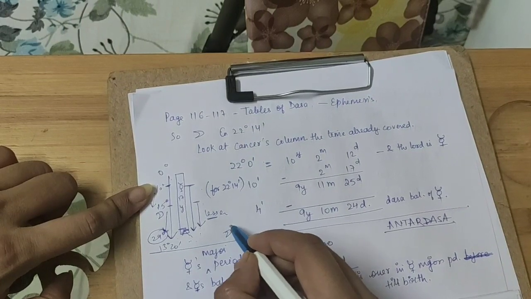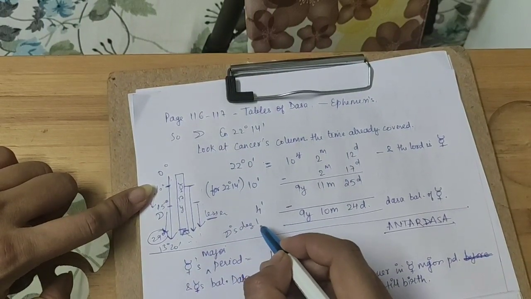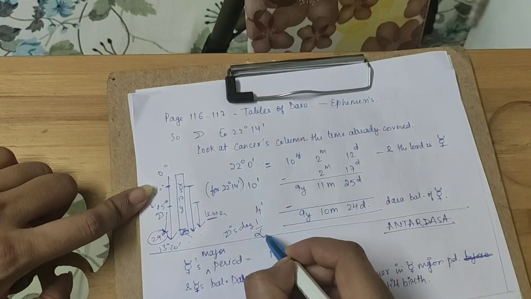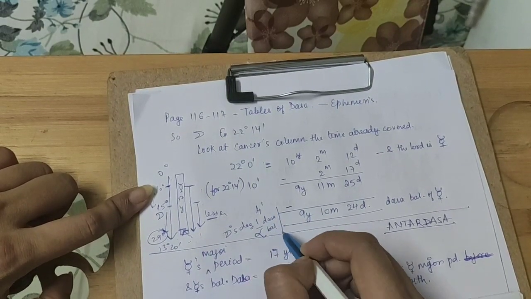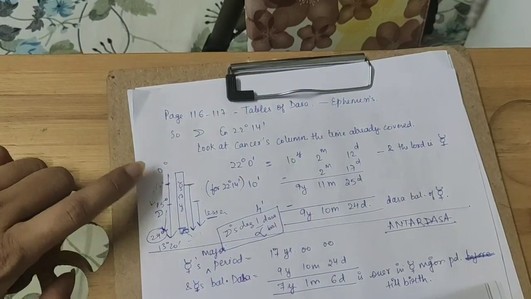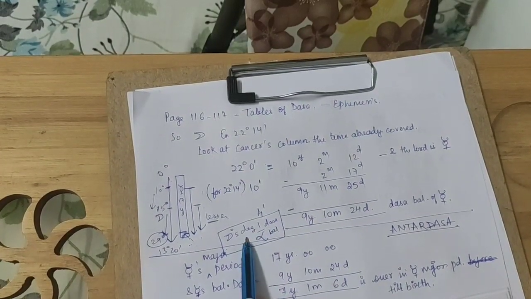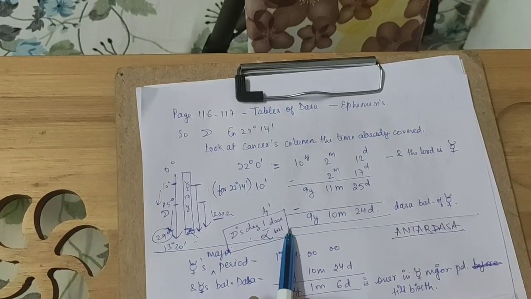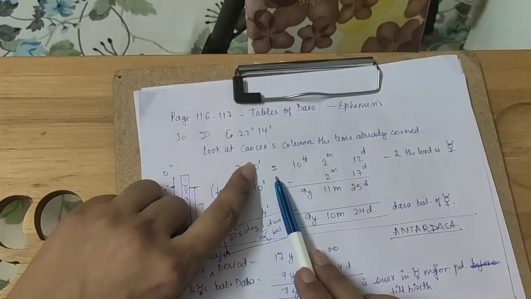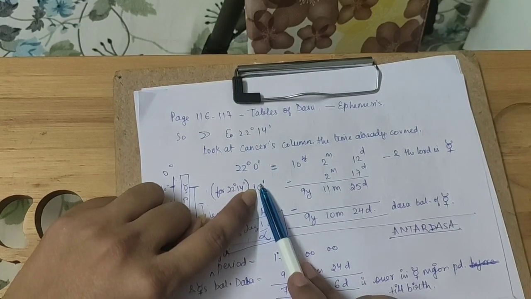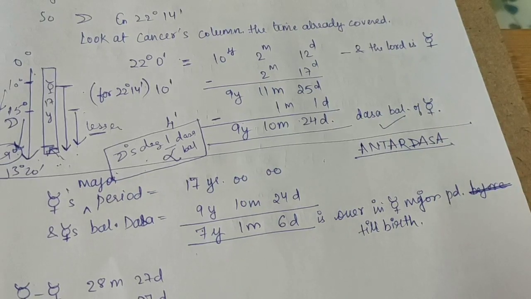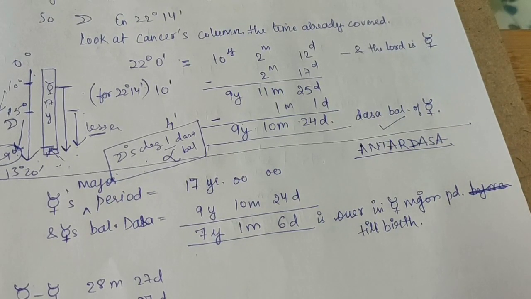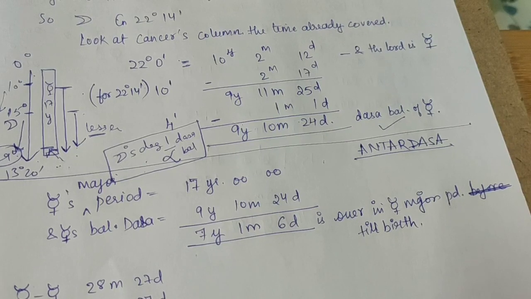Why? Moon's degree is inversely proportional to dasha balance. Please keep this in mind. Moon's degree increasing, dasha balance will be less. That's why from 0 minutes to 10 minutes moon degree has increased, so dasha balance has to be less. The current value is the reduced value, which is 9 years, 10 months, 24 days. That's the dasha balance of Mercury.